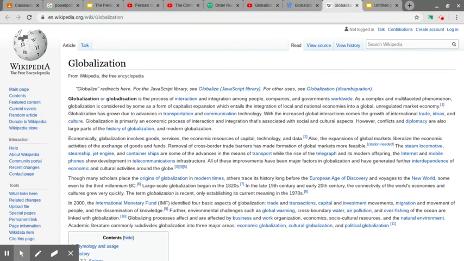Okay, what the heck does all that mean? It basically means that these giant corporations, made possible in large part due to improvements in transportation and communication, have been given a chance to expand on a global scale.